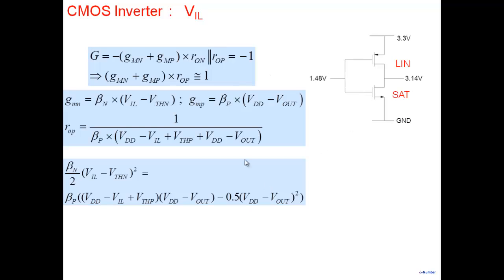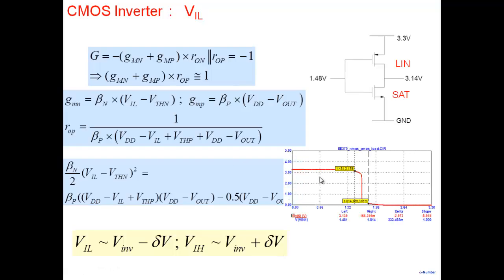Now, what I was saying is, most of the time, I'm not going to go through this. What I will note is the following. VIL is V inverter minus a delta V, and VIH is V inverter plus delta V. Why am I saying it? If you look at this characteristics, it's pretty sharp. The characteristics is flat, then makes a sharp transition and then goes here. V inverter we are able to calculate and design. And VIL is a little bit towards the left, and VIH is a little bit towards the right of it.